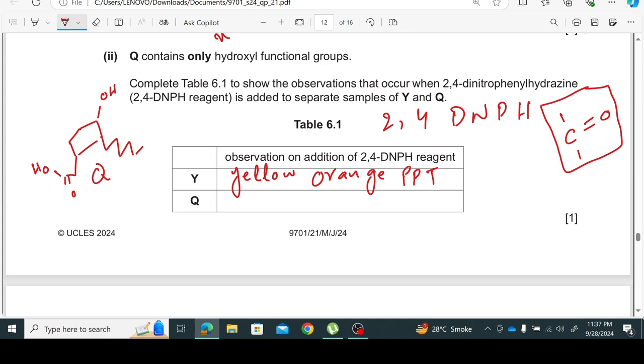But Q has only hydroxyl groups. You can see here there's no carbonyl, so no reaction. You can say no reaction, no precipitate, no observation, no color change. Okay, it is important: Q only contains hydroxyl functional groups.